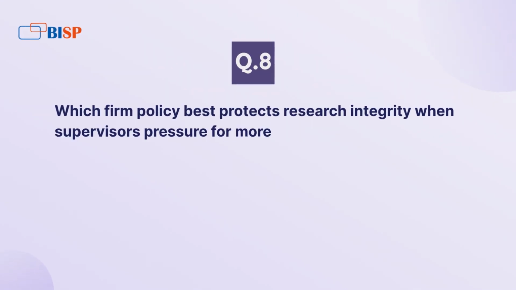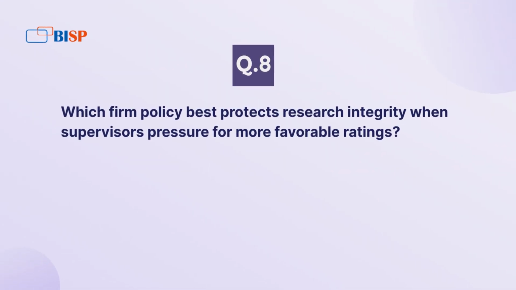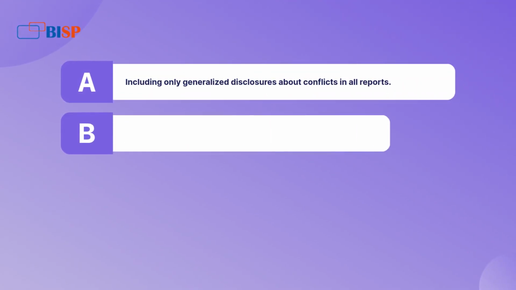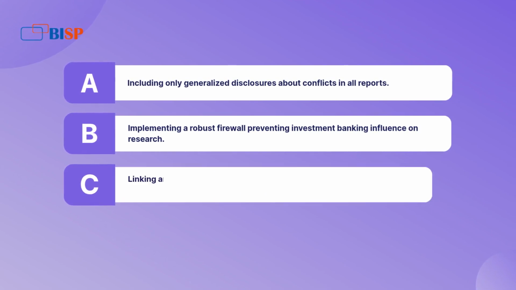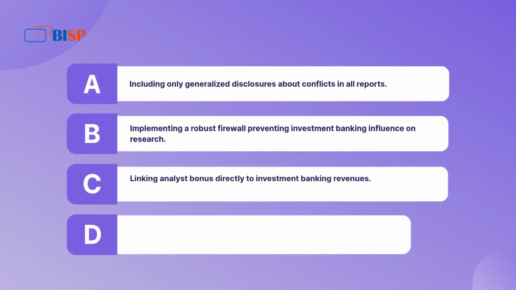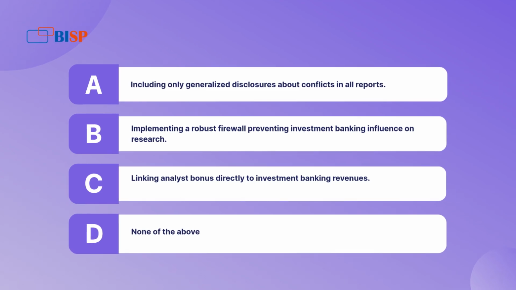Question number 8. Which firm policy best protects research integrity when supervisors pressure for more favorable ratings? A. Including only generalized disclosures about conflicts in all reports. B. Implementing a robust firewall preventing investment banking influence on research. C. Linking analyst bonus directly to investment banking revenues. D. None of the above.